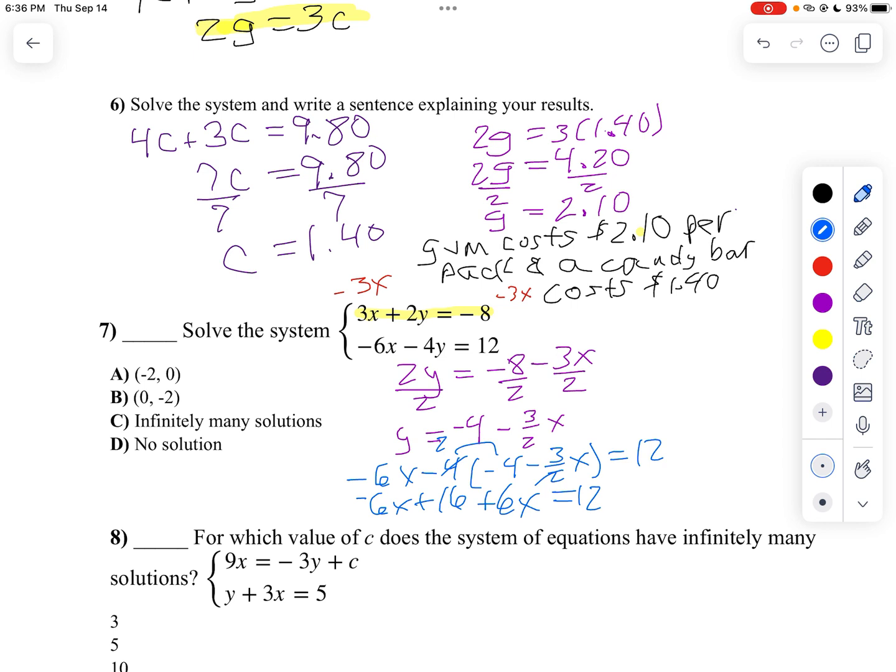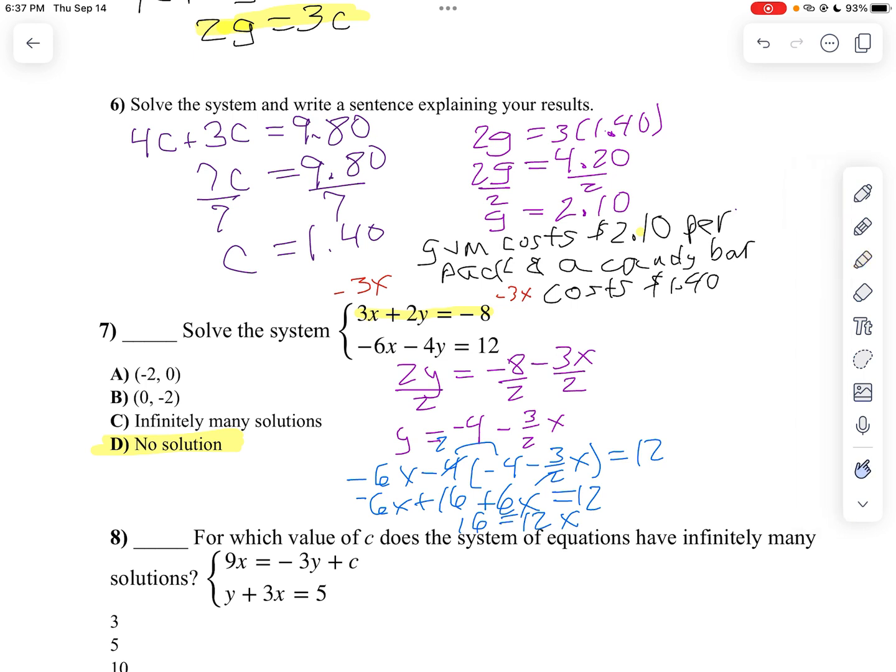I think I can fit one more line here because notice my x's cancel, don't they? So I get 16 equals 12. 16 does not equal 12. That's not true. So our correct choice on this one is going to be no solution because it's not true. If it was true, then it would be infinite solutions.